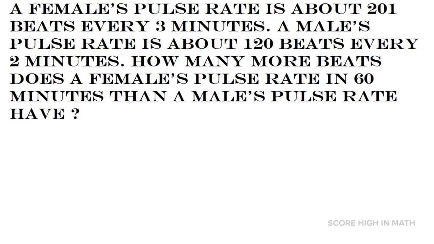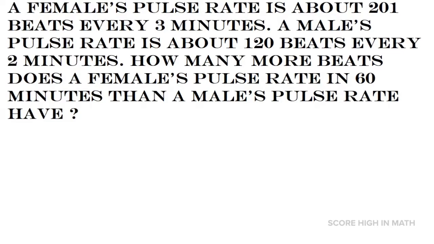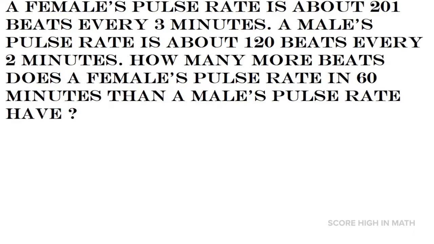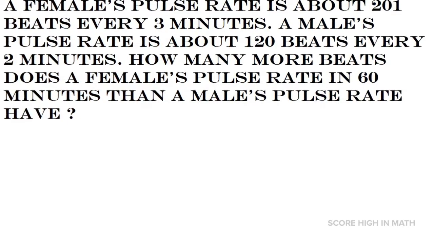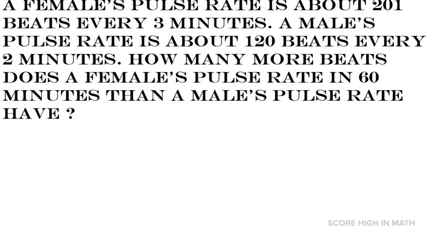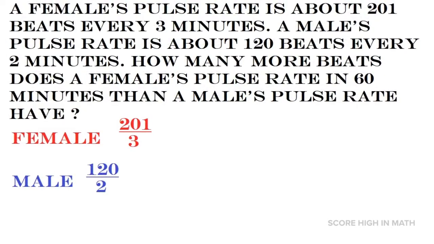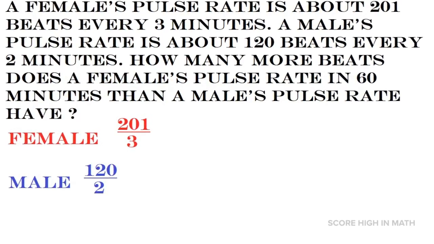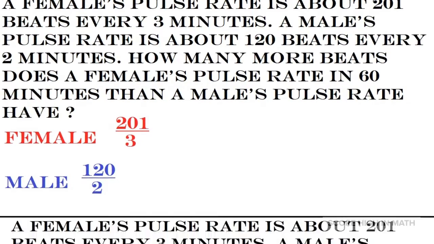What about this example? A female's pulse rate is about 210 beats every 3 minutes. A male's pulse rate is about 120 beats every 2 minutes. How many more beats does a female's pulse rate have in 60 minutes than a male's pulse rate? Let us write the female's pulse rate as 210 all over 3. And the male's pulse rate is 120 all over 2.